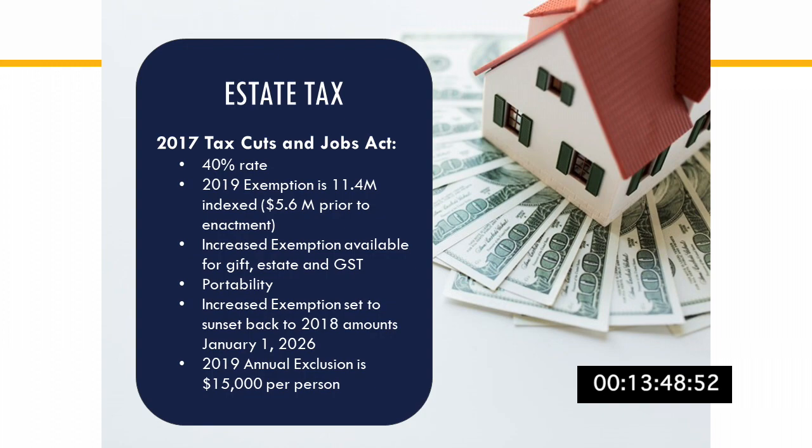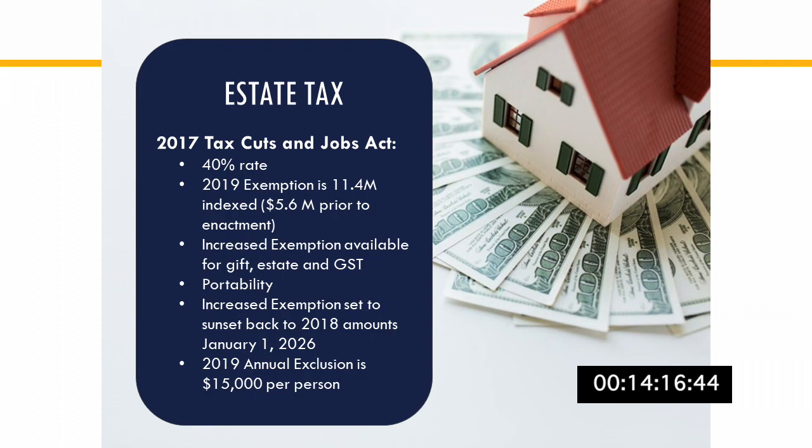It's currently $11.4 million per person, so a couple can transfer $22 million to family without incurring any federal estate tax. The estate tax rate, if you do go over that exemption amount, is 40%. And that has been the same for probably getting close to 10 years. It's the exemption amount that has fluctuated.